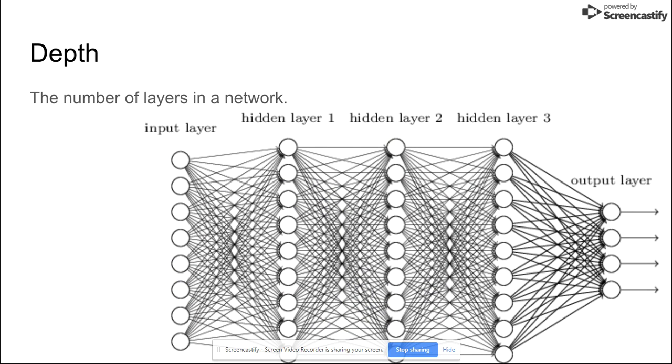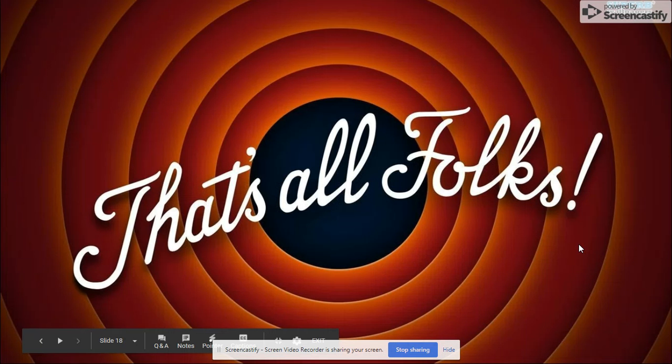Depth, the number of layers in a network. So this neural network is very large. It's pretty deep. And it has 1, 2, 3, 4, 5. So its depth is 5. And this includes the input and output layer.